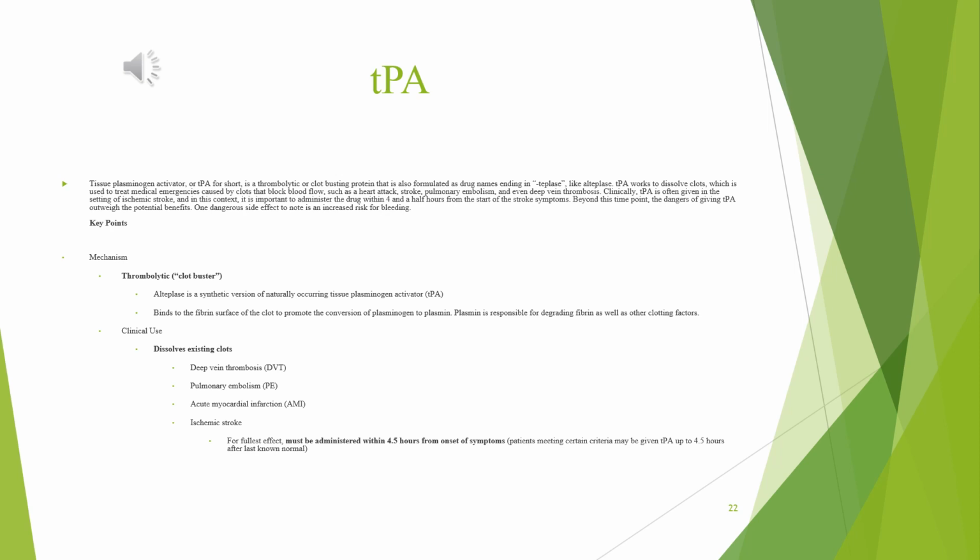So it's given in the setting of an ischemic stroke, and it is important to administer the drug within 4.5 hours from the start of the stroke symptoms. So beyond that point in time, the dangers of giving TPA outweigh the potential benefits. And one dangerous side effect to note, of course, is the increased risk for bleeding. So again, this is very time limited. For the fullest effect, you must administer within 4.5 hours from the onset of symptoms.